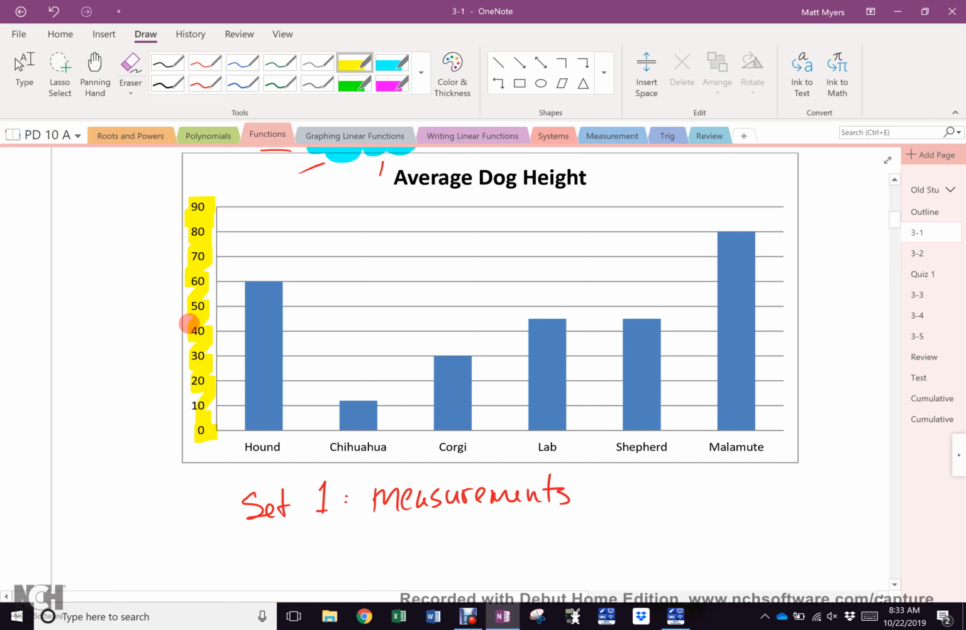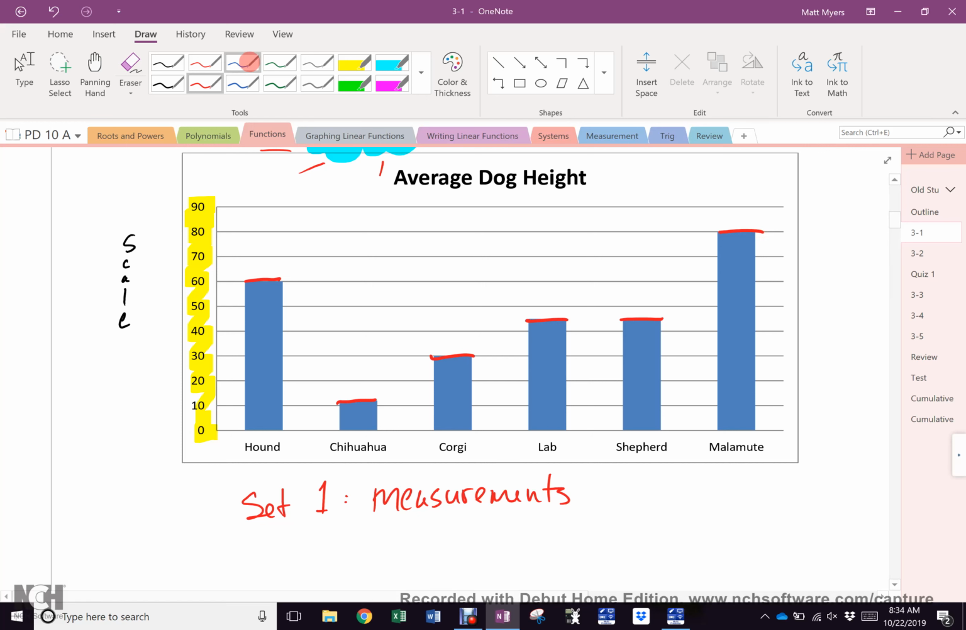this is indeed information, yes? But it is not data from the sets, is it? This is a scale, which every graph needs, right? This tells us the range of the data on the graph. The actual data is indeed measurements, but it is there, there, there, there, there, and there. Everybody cool?